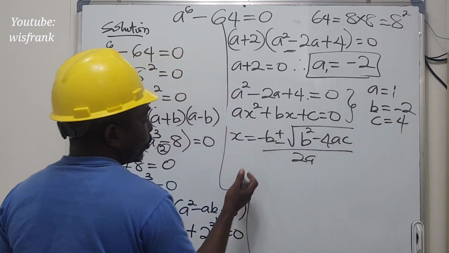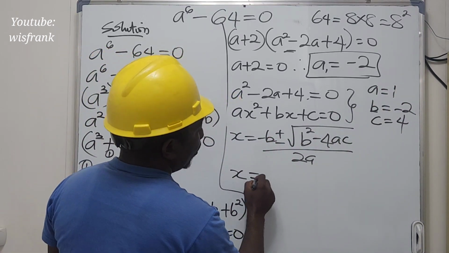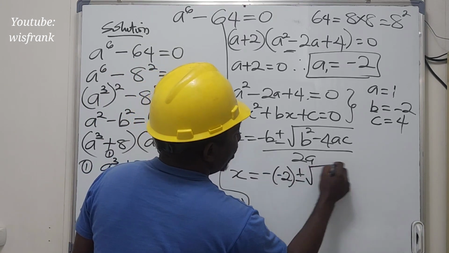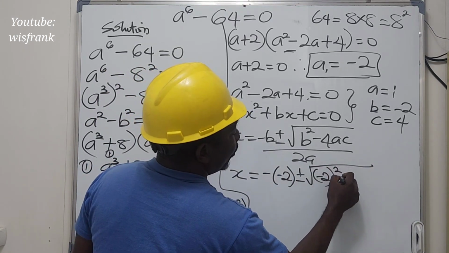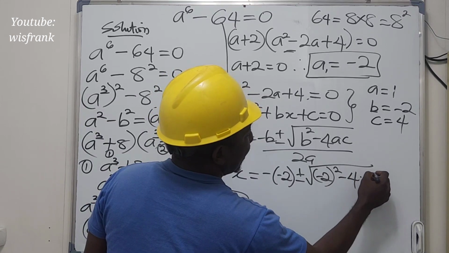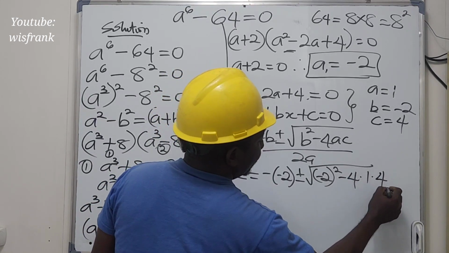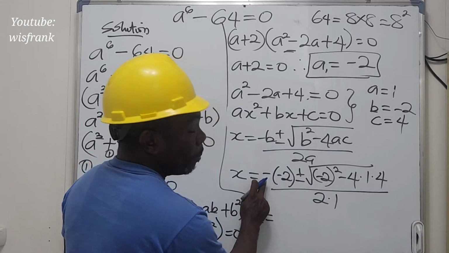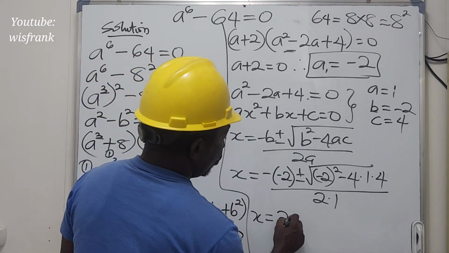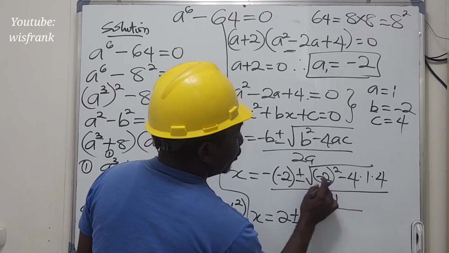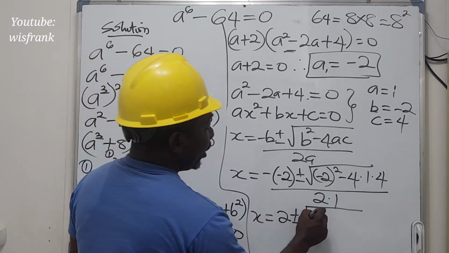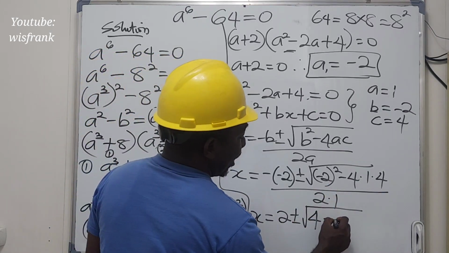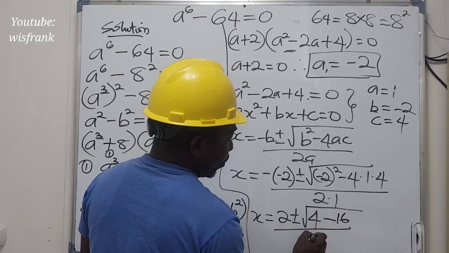Substituting these parameters into this quadratic formula, we have the value of x equals minus b, which is minus into minus 2, plus or minus square root of minus 2 to the power of 2 minus 4 times 1 times, we have here c as 4, all over 2 times 1. So in this case, the value of x equals minus times minus 2 will become 2. Then we have plus or minus square root of minus 2 to the power of 2 will give us 4. Then we have minus 4 times 1 times 4 will become minus 16. All over 2 times 1 is 2.